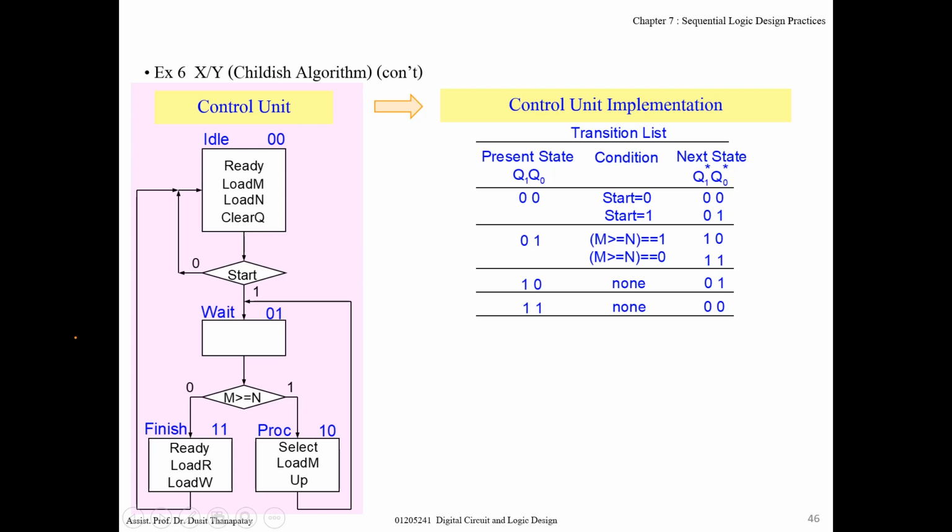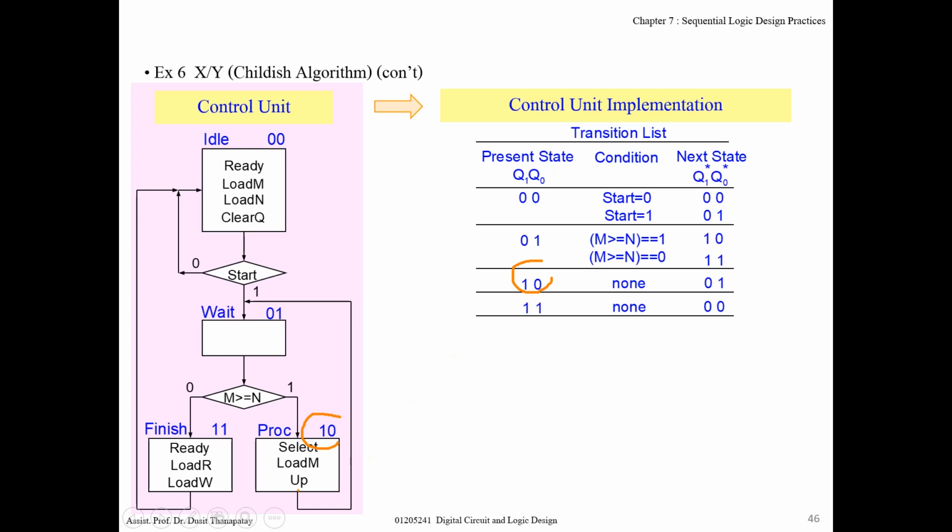And at state wait, if M is greater or equal to N, which is 2, go to state process, 10. If M >= N is 1, go to 10. If not, go to 11. At state process, 10.